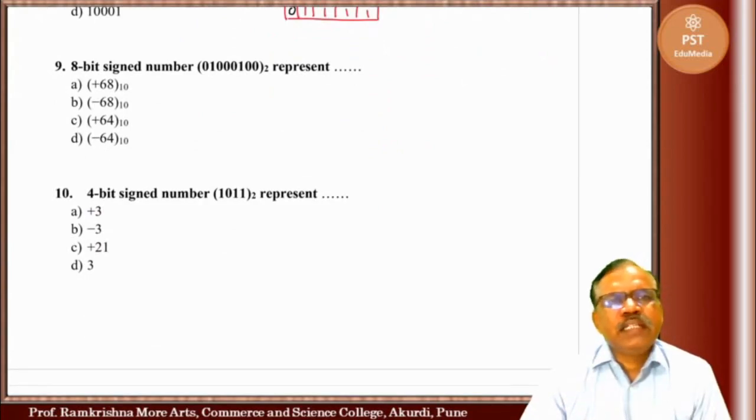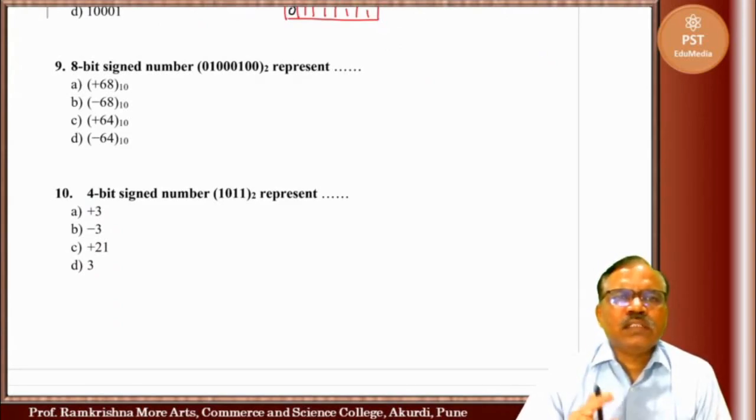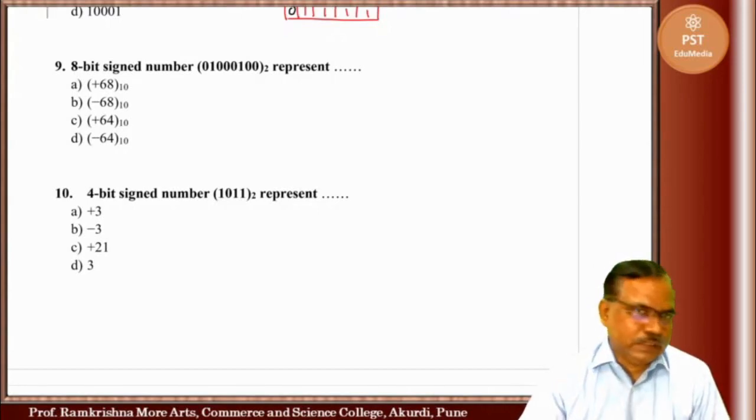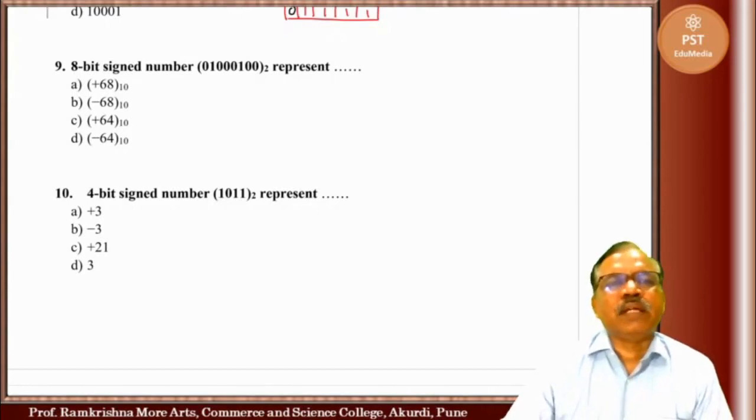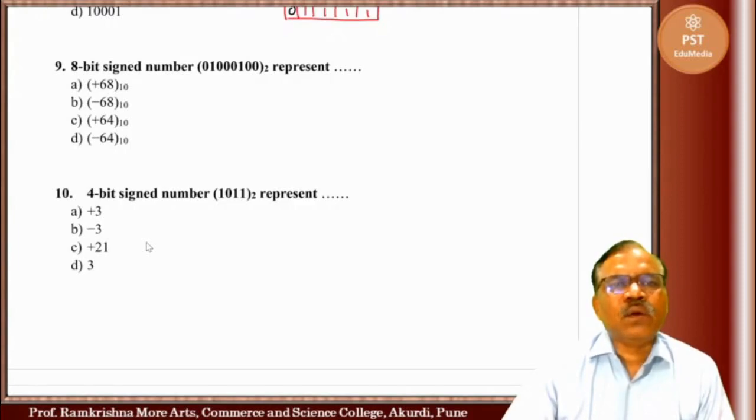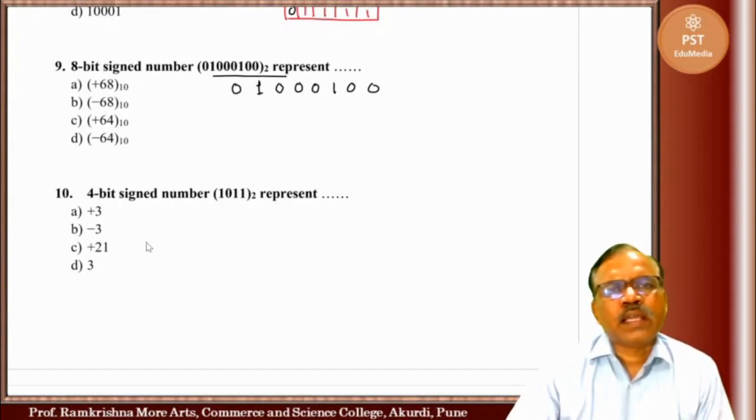Now the 8-bit sign number 01000100, what is the corresponding decimal number? So it is 8-bit now. So here we have 0 1 0 0 0 1 0 0. So I can take here 8-bit.